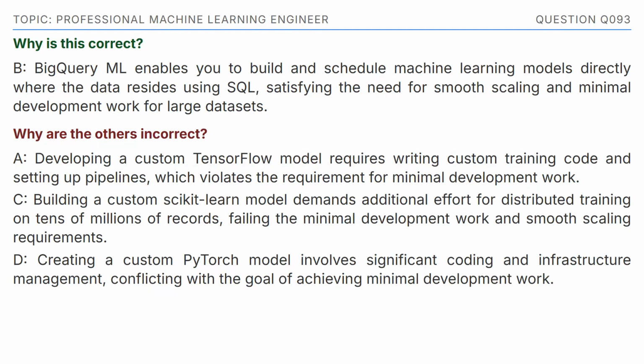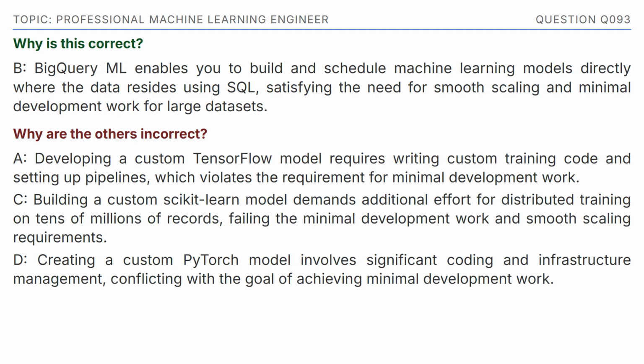Why is this correct? BigQuery ML enables you to build and schedule machine learning models directly where the data resides using SQL, satisfying the need for smooth scaling and minimal development work for large datasets. Why are the others incorrect?